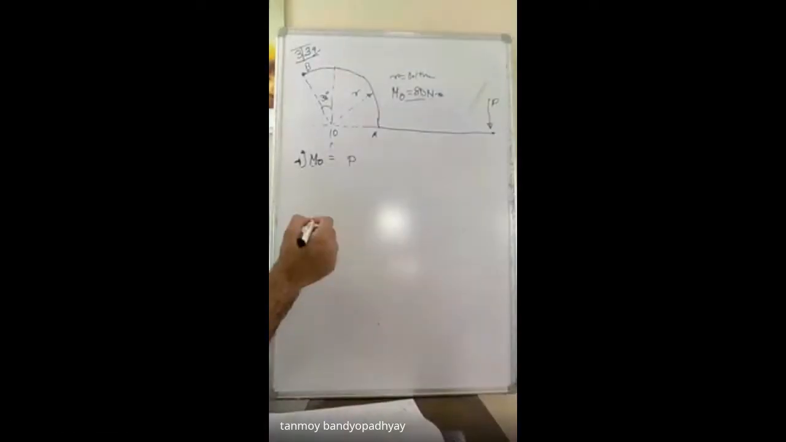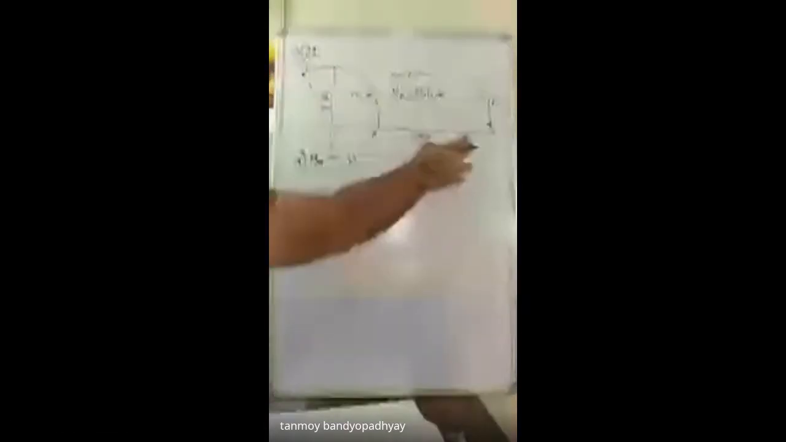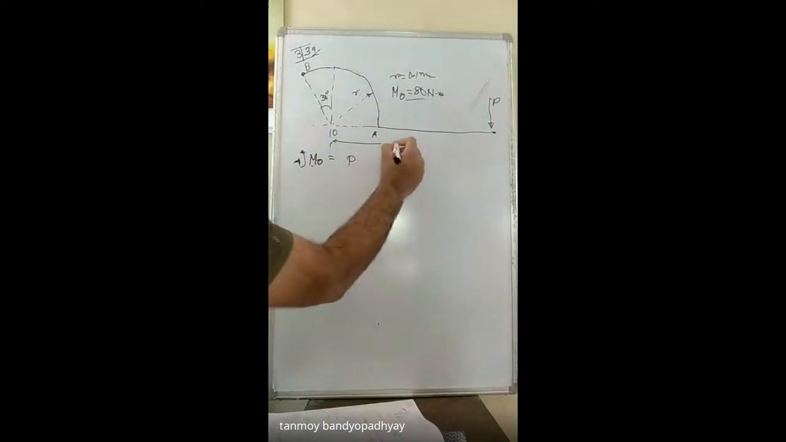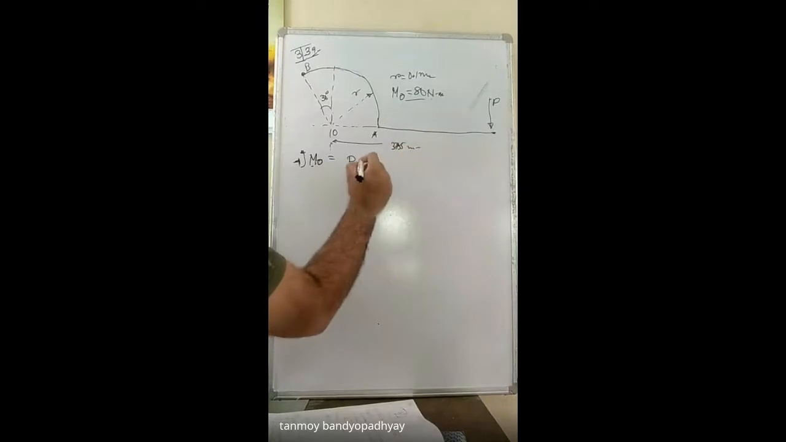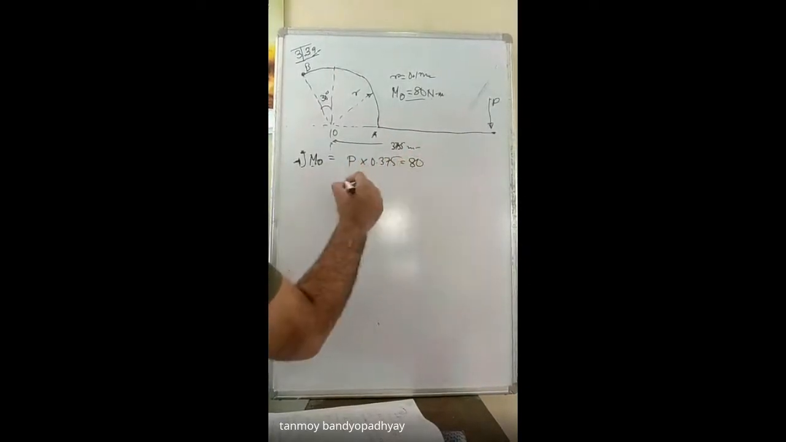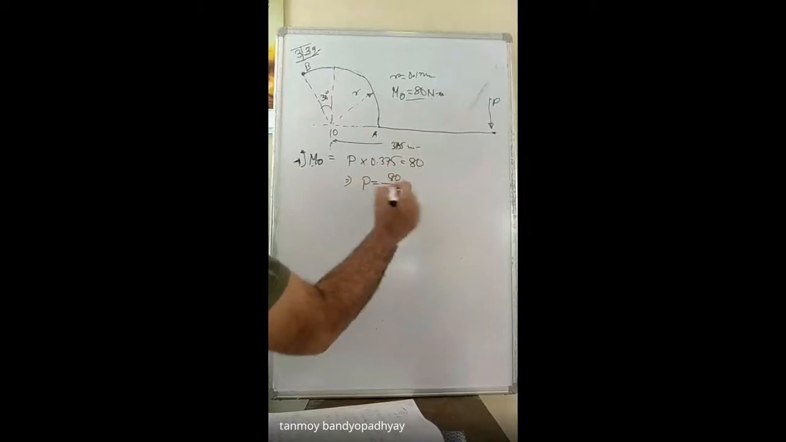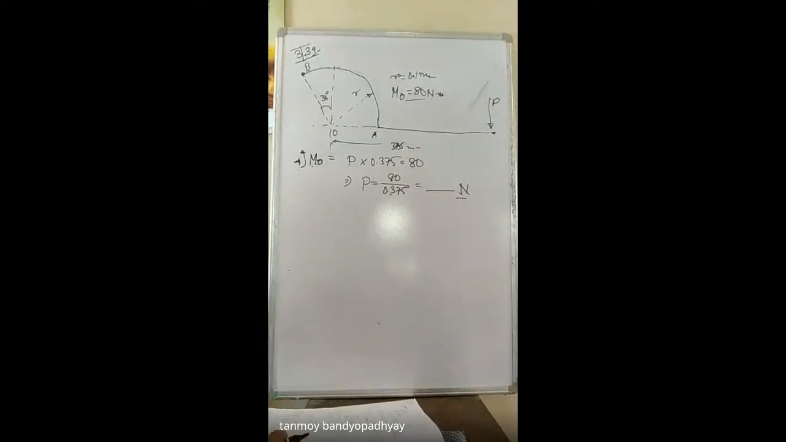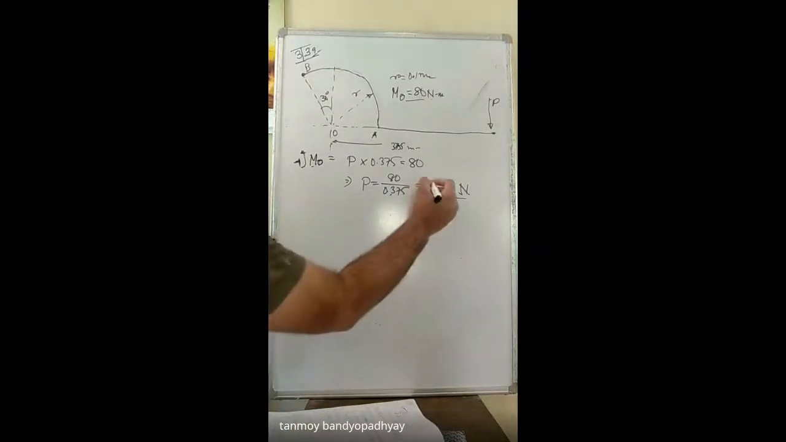Whatever contributions from all the forces, M0 will be P into the distance. This distance in total is given to be 375 millimeter, so you can write it as 0.375. The moment value is given to be 80. From here calculate the value of the applied force P in newtons. 213, so it's 213 newtons.